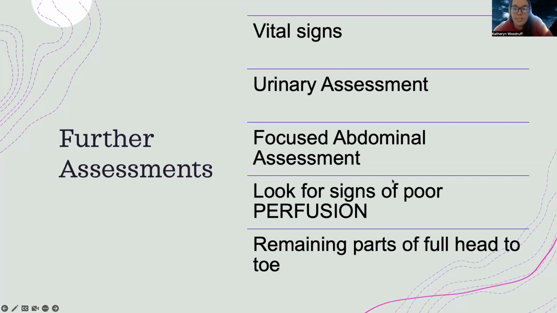A focused abdominal assessment, because we said lower abdominal pain, but we want to see is there tenderness. We want to make sure their bladder's not distended, and things like that, making sure also that there's no signs of an acute abdomen, like rebound tenderness. Look for signs of poor perfusion. Like I said, think those 7 Ps and 1 C, the neurovascular assessment, and then the remaining parts, the head to toe.